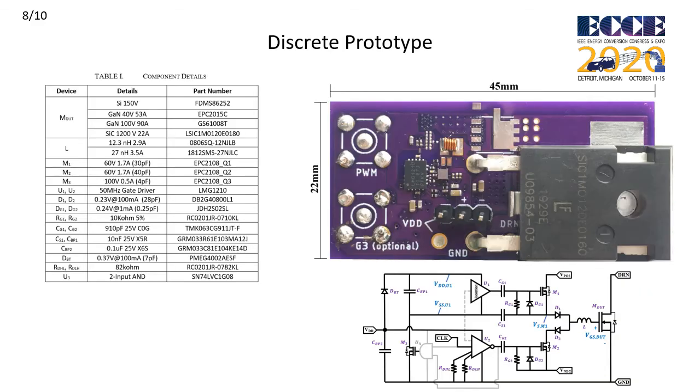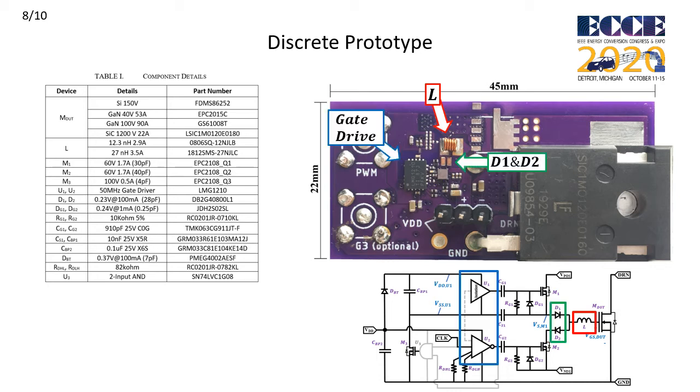Next, we will take a look at a discrete prototype shown here in the figure on the right alongside a 1200-volt silicon carbide device. Here you can see the air core inductor at the top, below that diodes D1 and D2, the dual gate driver on the left, and EPC's small triple GaN-FET in the center. This tiny BGA part is used to instantiate M1, M2, and M3.